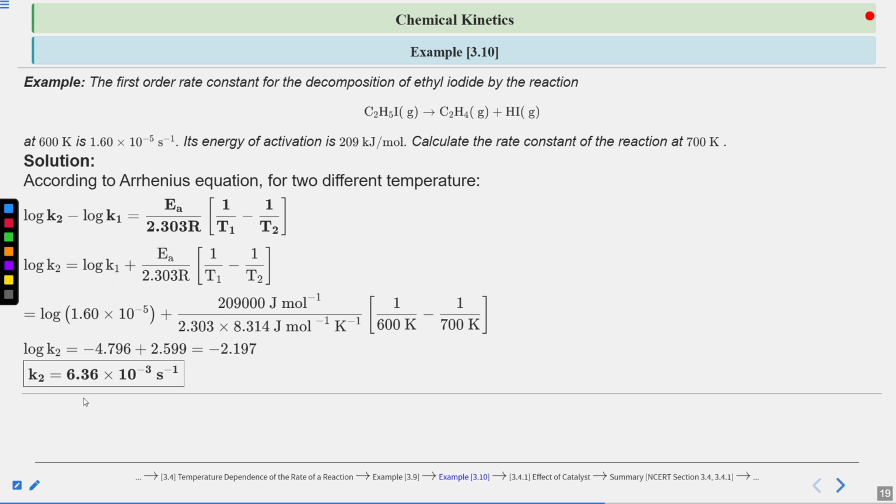So this is the rate constant value at the 700 Kelvin temperature for this given reaction of decomposition of ethyl iodide. Hence, this will be our answer.